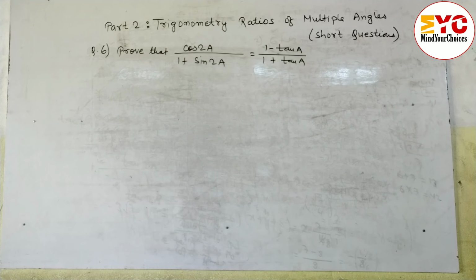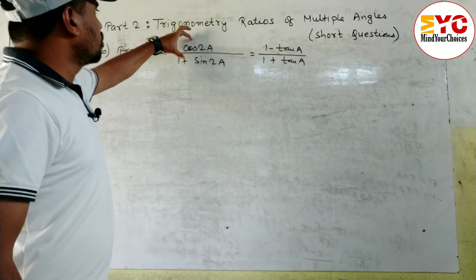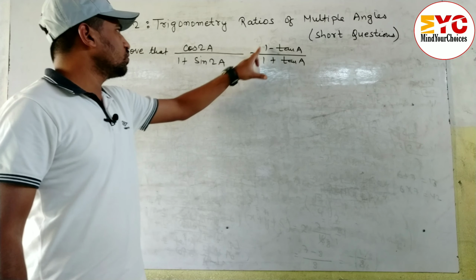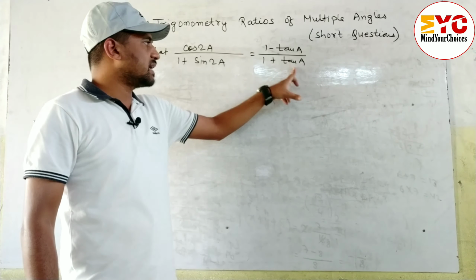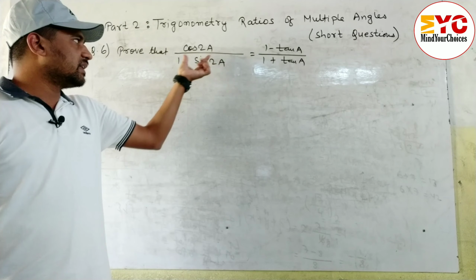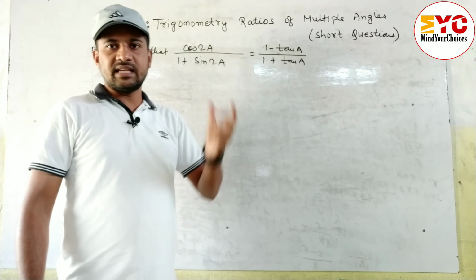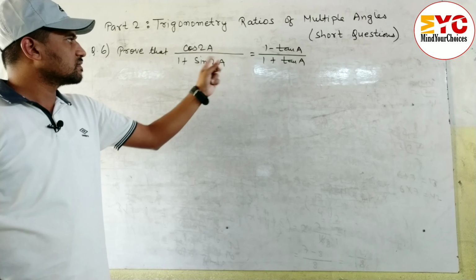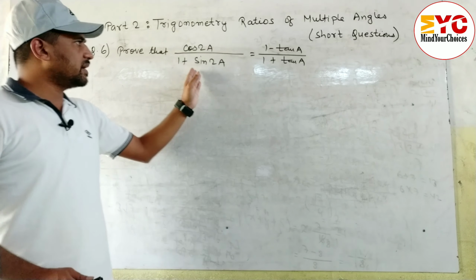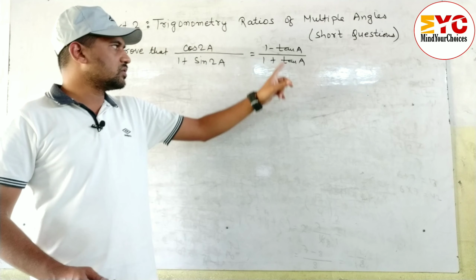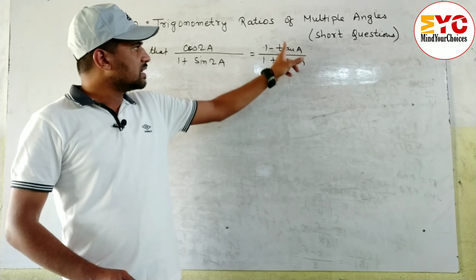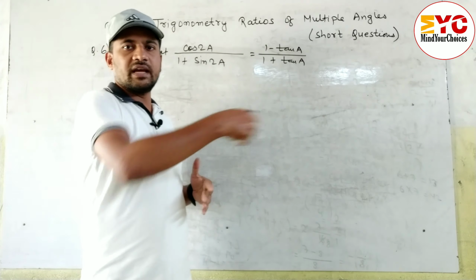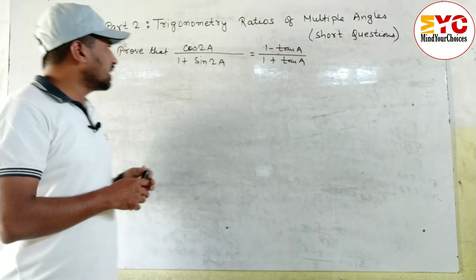The question is, prove that cos 2a by 1 plus sin 2a is equal to 1 minus tan a by 1 plus tan a. In this type of question, you can take LHS or RHS as you wish. I'm going to take LHS. Okay, I will do from LHS. You can do from RHS also. To do from RHS, tan you have to convert to sin by cos, then you have to take LCM, then you have to rationalize.